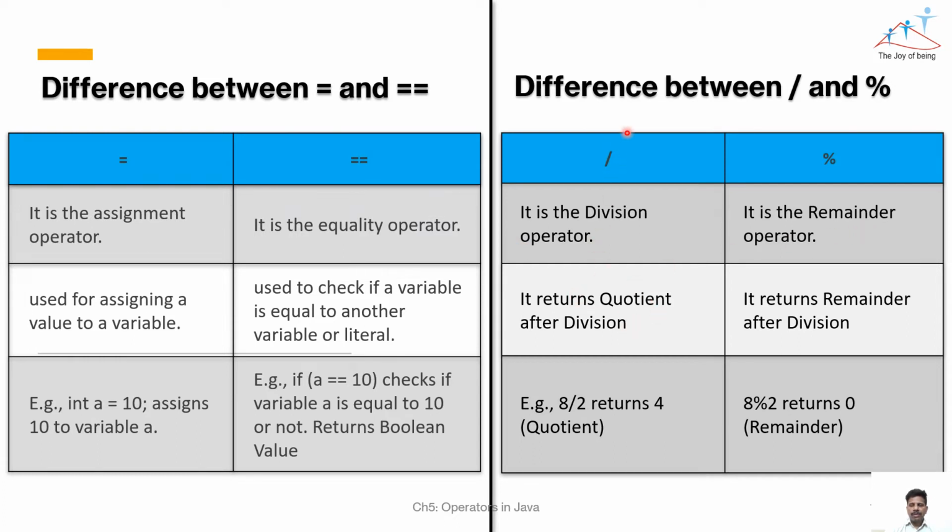So when this operator is used in an operation, it returns the quotient after the division, and it returns the remainder after the division. Okay, here is an example. When we divide 8 by 2, 4 is the quotient. Similarly, when we use the mod operator or remainder operator with 8 mod 2, then we'll get 0 as the remainder.